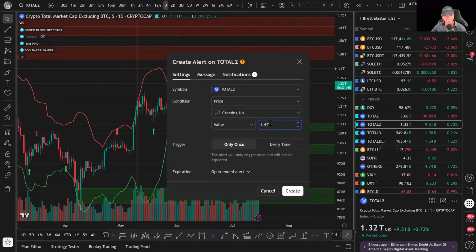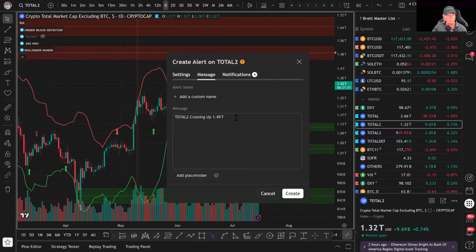1.49 trillion, because what's 0.909 trillion among friends? It's a little tricky though. 0.49 trillion there. And hit create. And then on the message, I'll say sell order block.